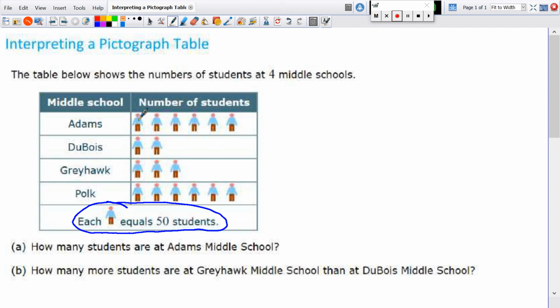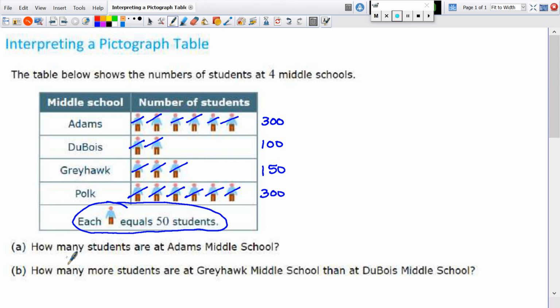So if you count these by 50, 2 students is going to be 100. So that's 100, 200, 300 students in Adams. I'm just going to come out to the side and write the totals. For Du Bois, 50, 100. For Greyhawk, 50, 100, 150. I'm counting by 50s because that's what the key says to do. For Polk, 50, 100, 150, 200, 250, 300.